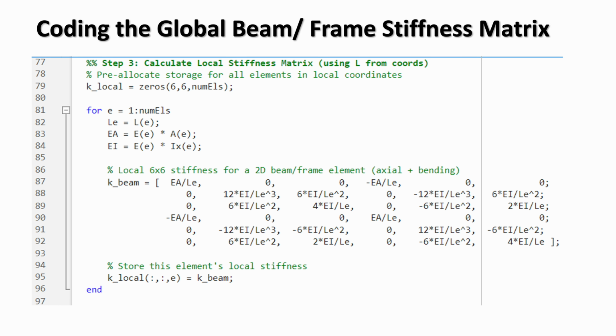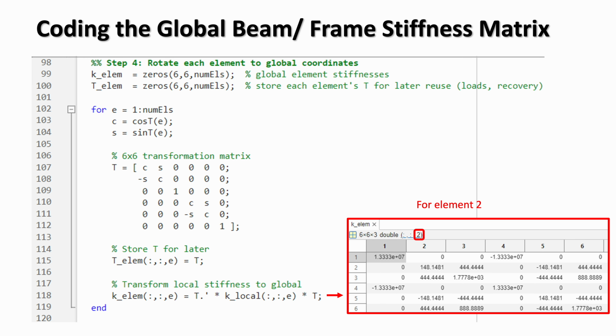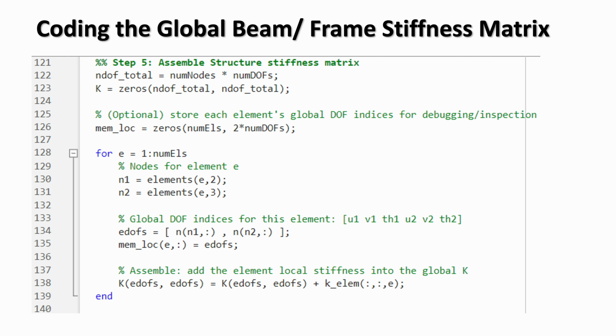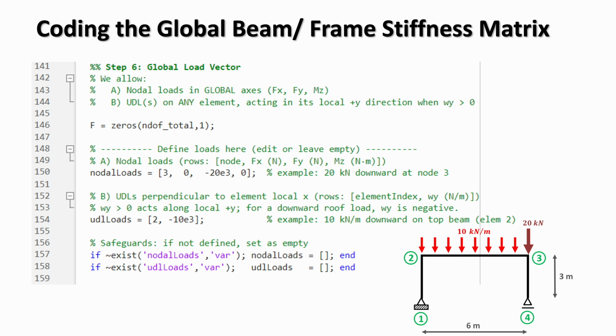Now that we know the geometry and properties of each element, we can calculate the local stiffness matrix for each member. We will then rotate each element's stiffness matrix to align with the global coordinate system so that all the elements are expressed consistently. And now that each element's stiffness is in global coordinates, we can combine them into one system matrix for the whole frame. The next step is to build the global force vector F, which we just did in the previous lecture. And this contains all the external loads acting on the structure. The program is set up to handle two kinds of loading: direct nodal loads and uniformly distributed loads, or UDLs, on the elements.